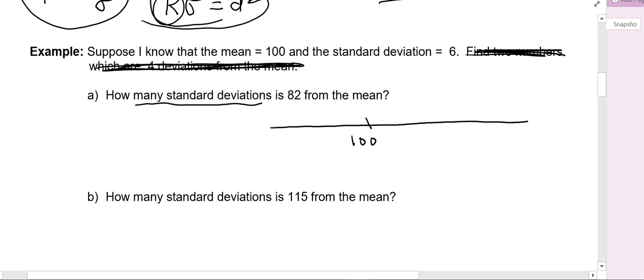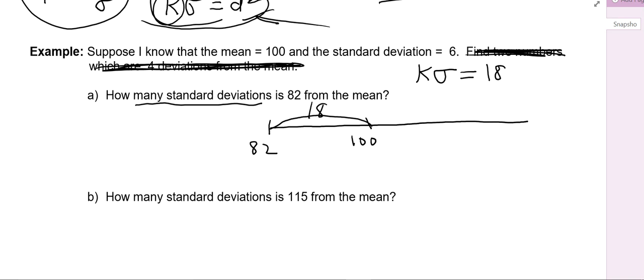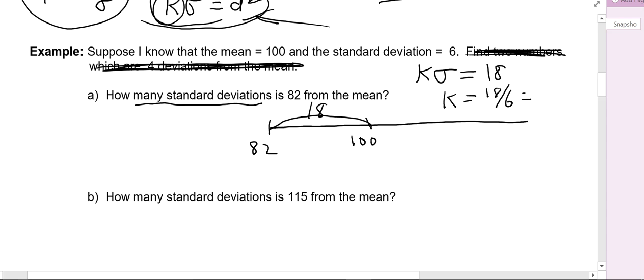There's 100. Here's 82. I know the distance between 100 and 82 is 18, right? Well, the number of standard deviations times the standard deviation has to be equal to what? 18. The distance. I gave you that formula right up here. K times sigma is equal to 18. Well, sigma is 6. So K is equal to 18 divided by 6, which is 3. In other words, 82 is 3 standard deviations from 100.